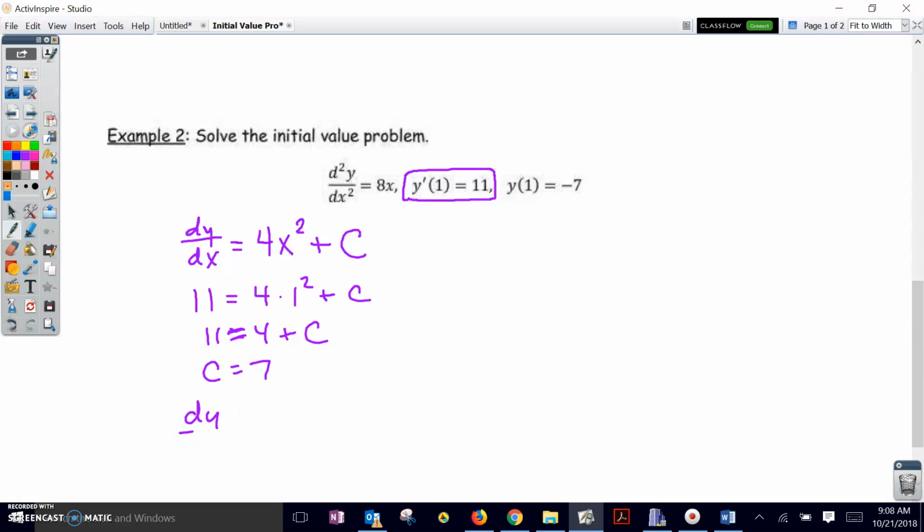And now we have the derivative of the function that we wish to find. And now we're going to go through the antiderivative process again. The antiderivative of dy/dx is y. The antiderivative of 4x squared is 4/3 x to the third. Antiderivative of 7 is 7x. Now we have another constant of integration.